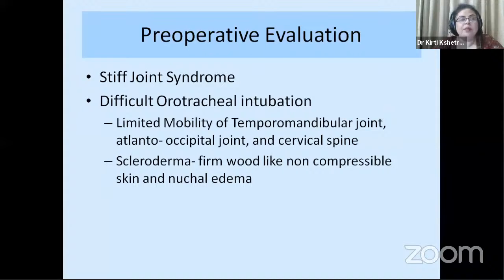Now, for airway examination, stiff joint syndrome when present can also tell us that there can be a difficult airway, difficult orotracheal intubation. Limited mobility of the temporomandibular joint, of the atlanto-occipital joint and cervical spine, when present, can help us to predict difficult intubation. Scleroderma, firm wood-like non-compressible skin, and nuchal edema also hamper intubation.